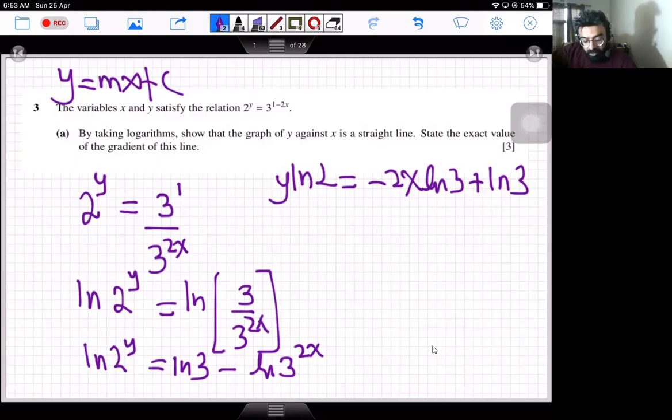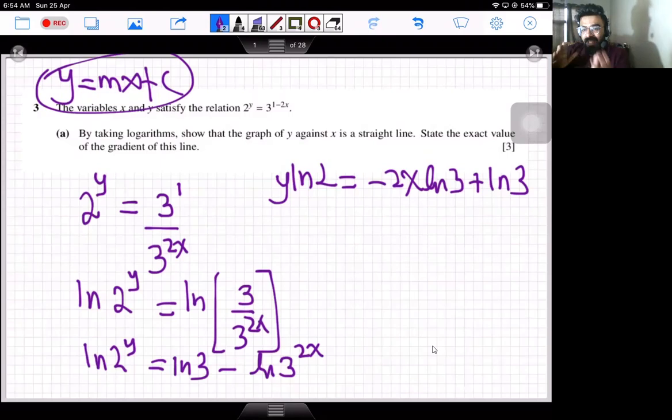Okay, so from this general form of the equation, you can say that the gradient of this straight line is basically the coefficient of x, provided that y has been made the subject, isn't it? So what you are doing over here is trying to form an equation of the graph of y against x. You need to find the exact value of the gradient of this line.